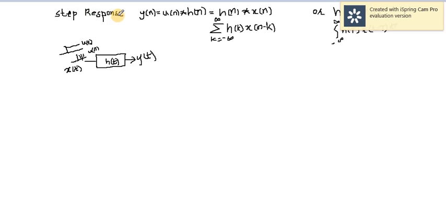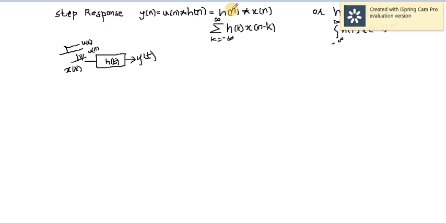The step response of the system is the response of the system to a unit step signal. When the unit step signal is applied, whatever is the response, if it is discrete, then u of n with h of n. If it is continuous, then u of t with h of t. So in that case, the y of t is the convolution of the input and h of t. But here our input is either u of t or u of n. So our y of n is the convolution of u of n signal with h of n signal.